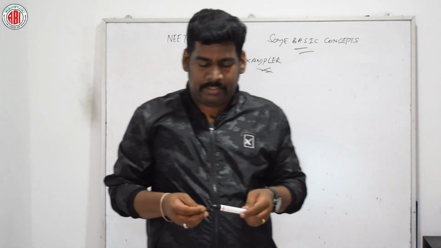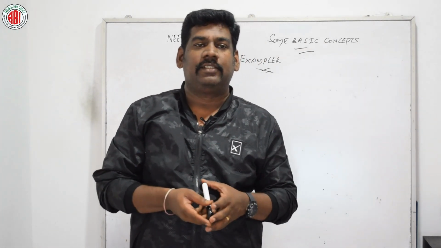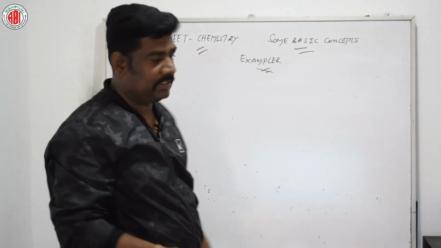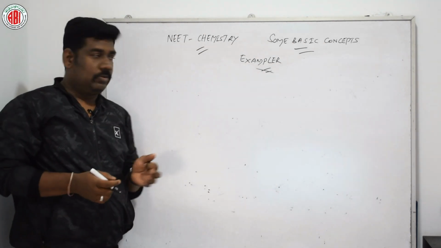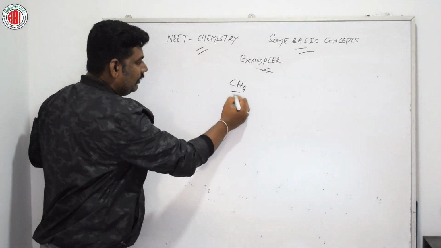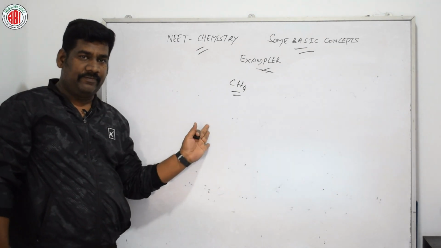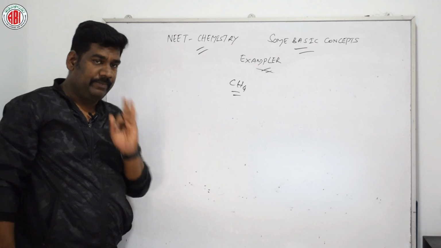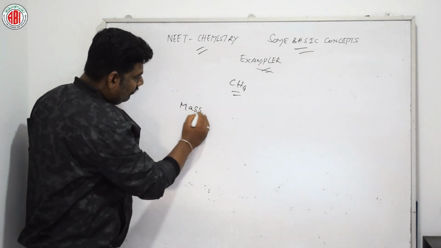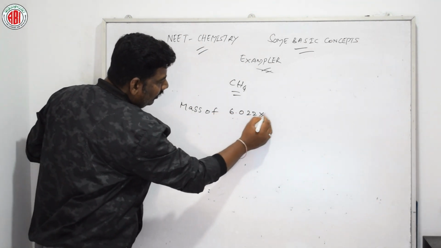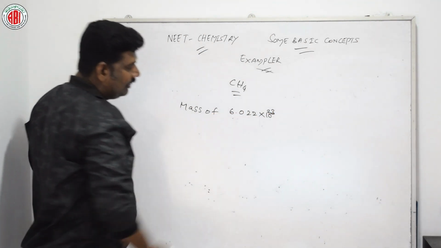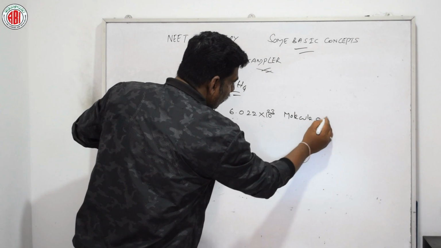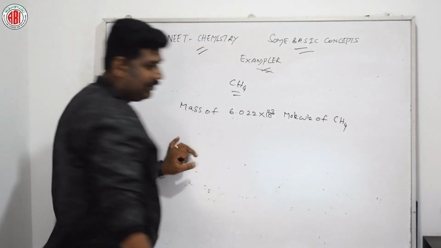Similarly, the same type of question, next question. Calculate the mass of one molecule of methane. One molecule of methane, we are going to calculate the mass. The molecular formula is CH4, methane. So the mass of one molecule of methane, that is the mass of 6.022 into 10 to the power of 23 molecules of CH4, methane.